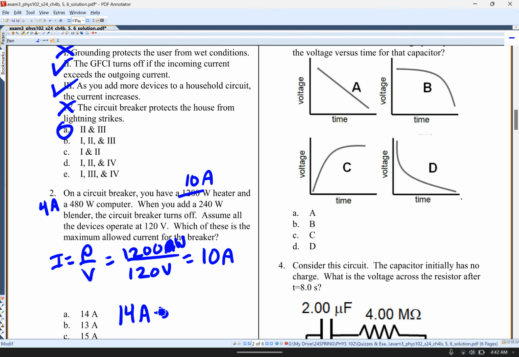But then I add a 240 watt blender. So that's going to give me 16 amps. And so somewhere between 14, where it's functioning just fine, and 16, where it's no longer functioning, is the answer. And so that's going to give me the answer, which is 15. That's the number that's in between. Understand it might be a little confusing. Actually, I'm going to change this to take away option A, because it does function at 14 amps, and that could be the maximum, and then I exceed it. So anyway, I'll take away number A.